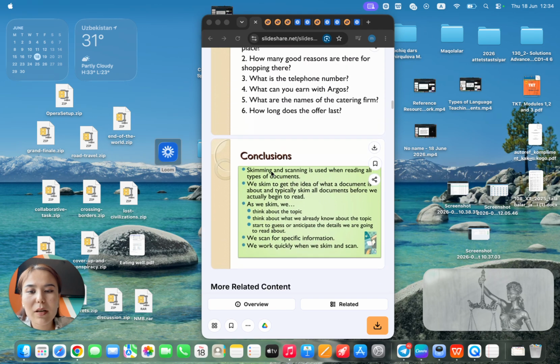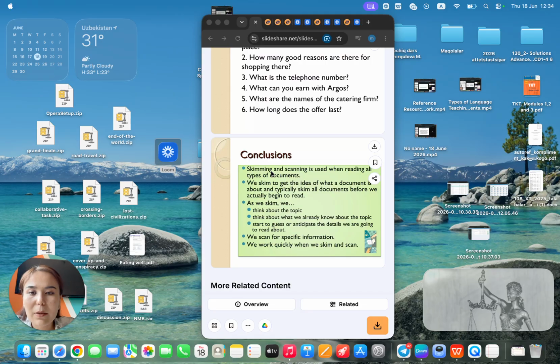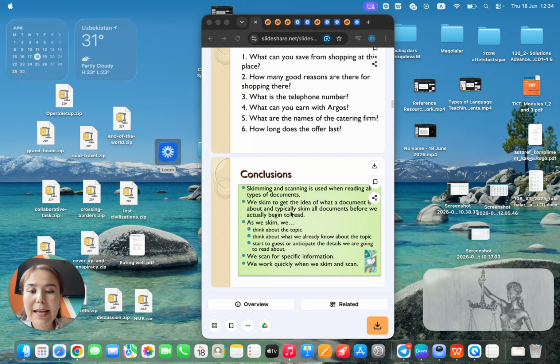Let's move to the last part, the conclusion. Well, skimming and scanning are used when reading some types of documents. We can skim to get the idea of what a document is about, and typically skim all documents before we actually begin to read. As we skim, we think about the topic. We think about what we already know about the topic, or we start to guess or anticipate the details we're going to read about. We can skim for specific information.